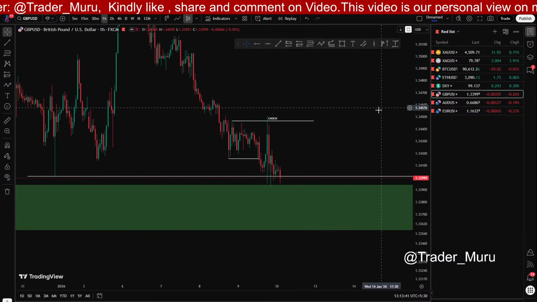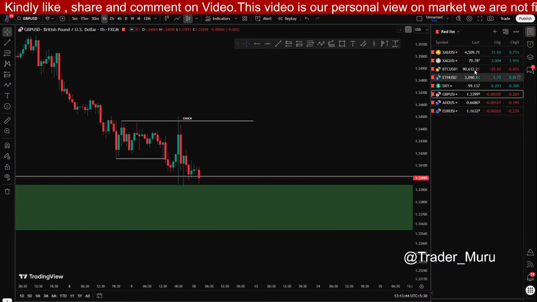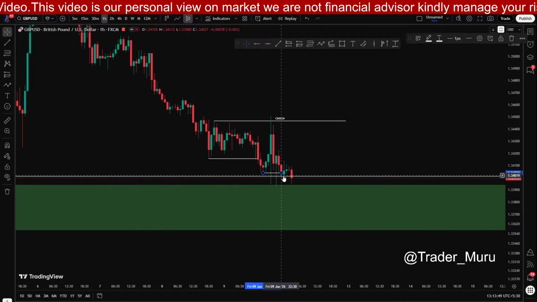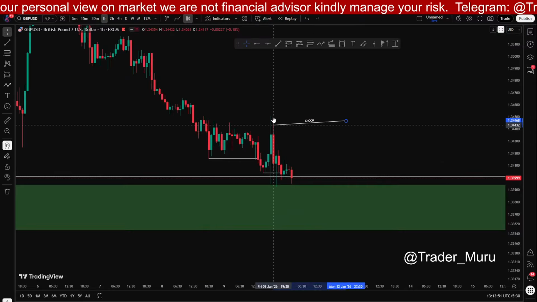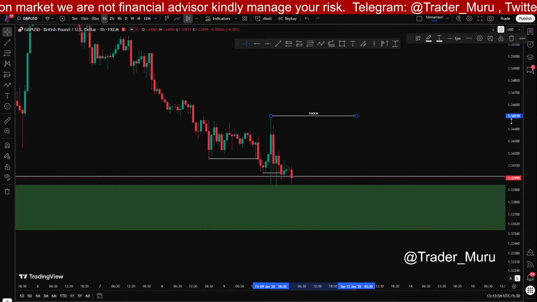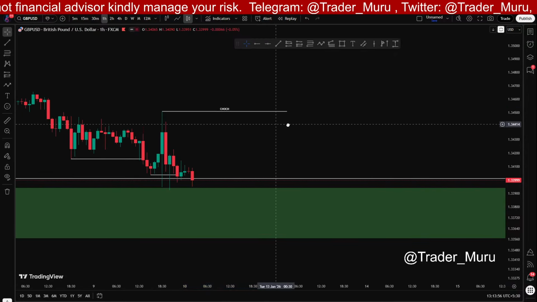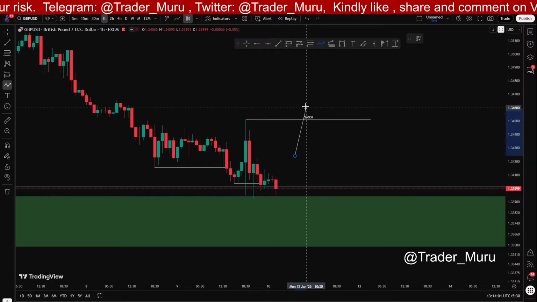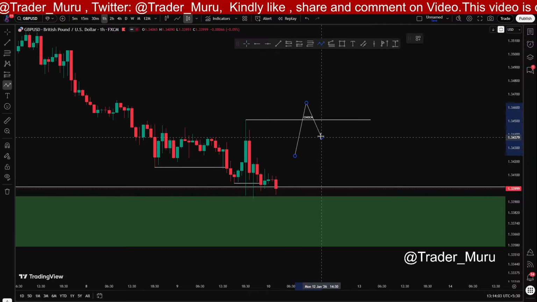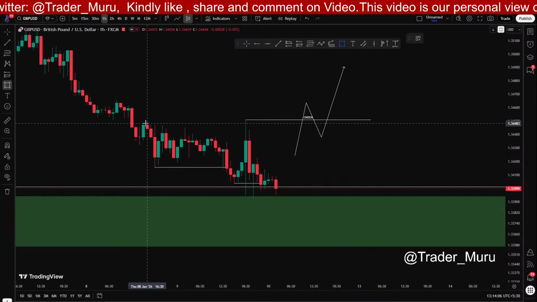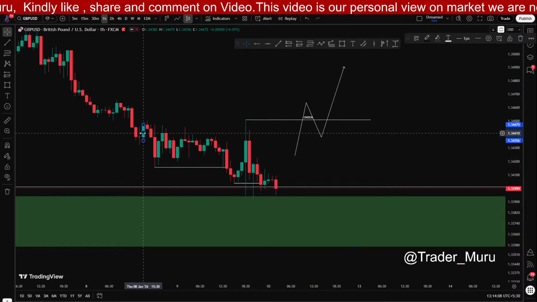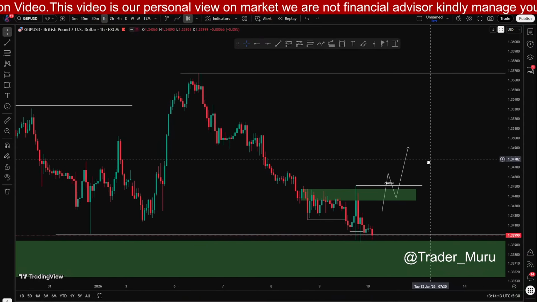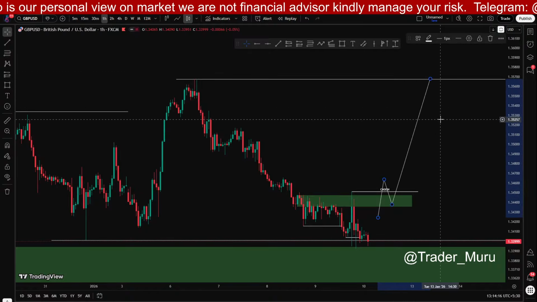For GBP, we need this change of character here. We have the last breakout structure in 1 hour time frame, this one. So we need a 2 candle closing above this high of 1.34510. After this change of character, price will retest this area and pump. This full zone is your buying zone after this flip. Target will be this high.